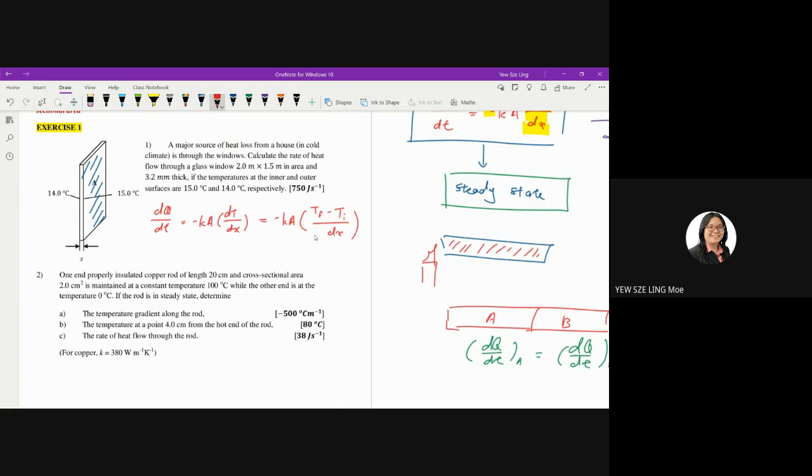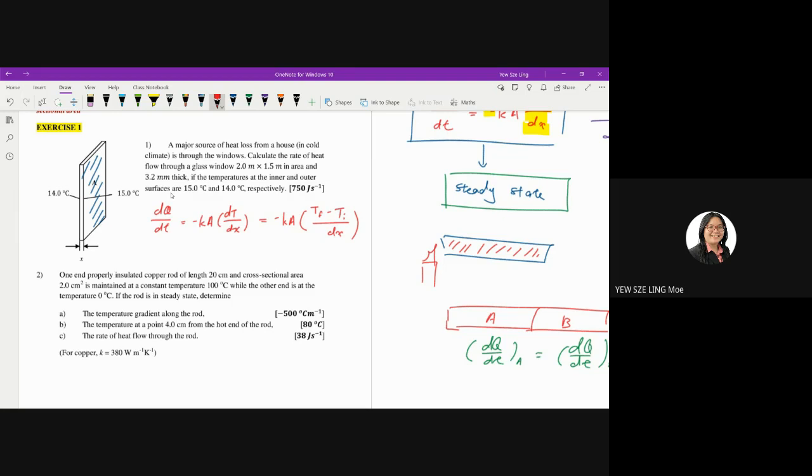So what am I going to do next? Okay, now let's see. I think one thing is missing from the question. The K is missing. So K in this question, because you have glass, if you look at the table on a page, you have the books, you look at the table on page 267, then you have the K for glass is 0.8.